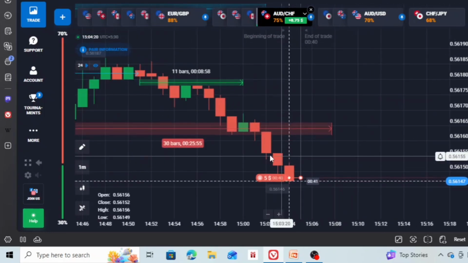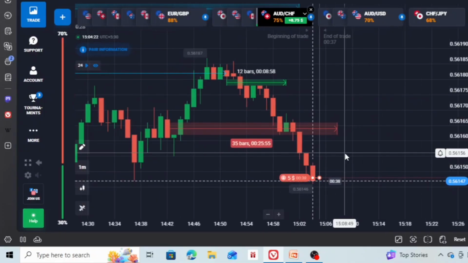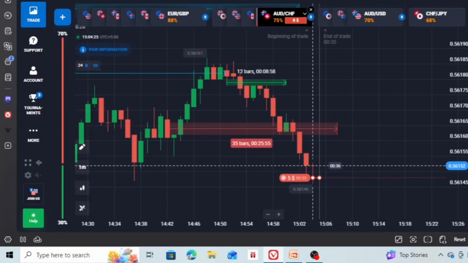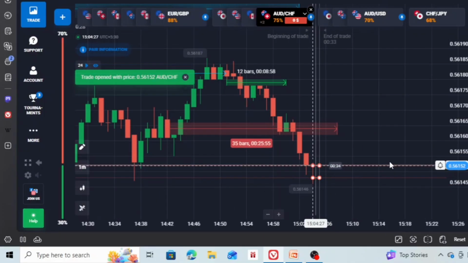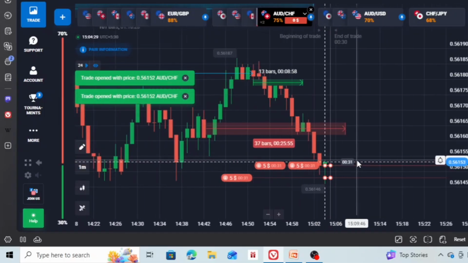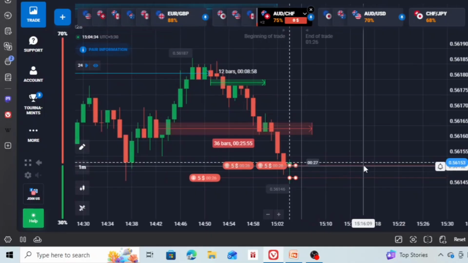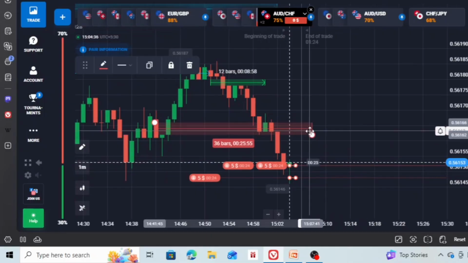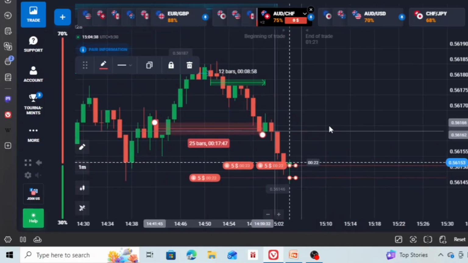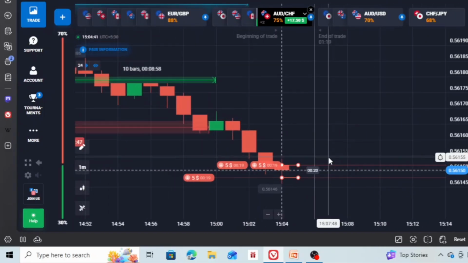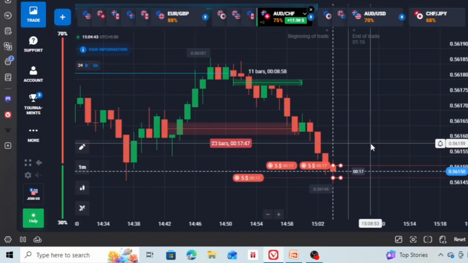Okay, we have taken one break, but our entry point is not good here. One more entry point. Our entry point is not good.